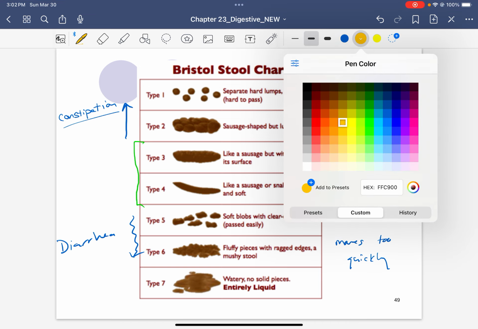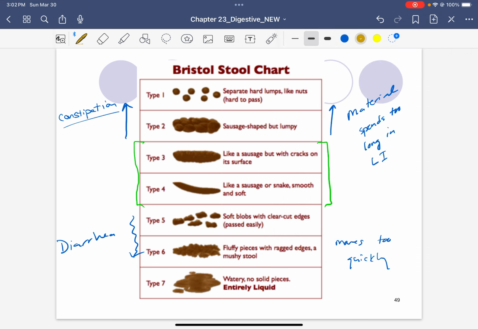Now, of course, that's a bad thing. If our poop is too watery, and instead of being able to reabsorb it and reuse it, if we poop it out, the body can't use it. And it can absolutely lead to dehydration because you're pooping out what would normally be reabsorbed.